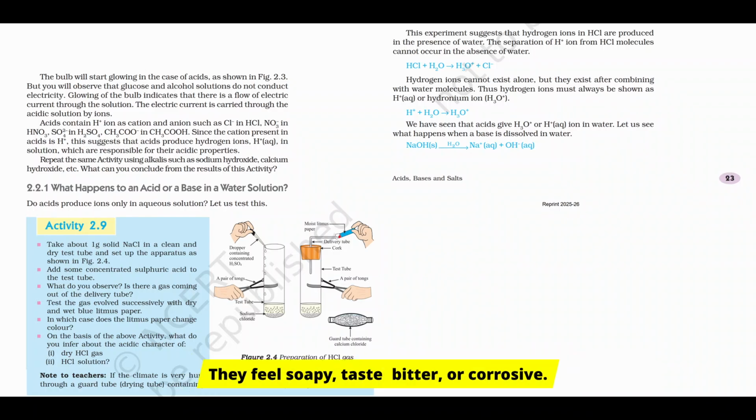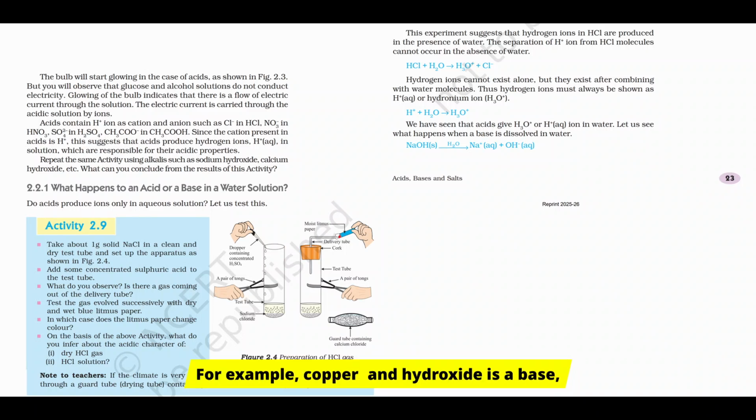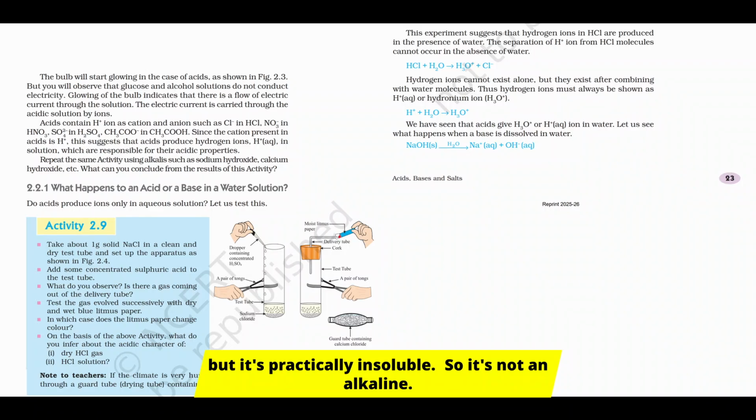Examples are NaOH, KOH. They feel soapy, taste bitter, or corrosive. But remember, not all bases dissolve well in water. For example, copper hydroxide is a base, but it's practically insoluble. So it's not an alkali. All alkalis are bases, but not all bases are alkalis. That distinction sometimes comes up.